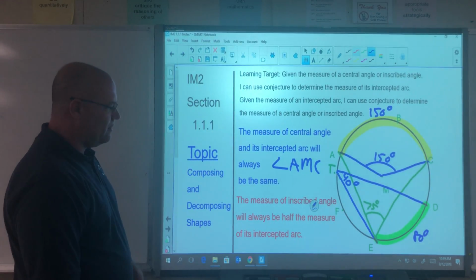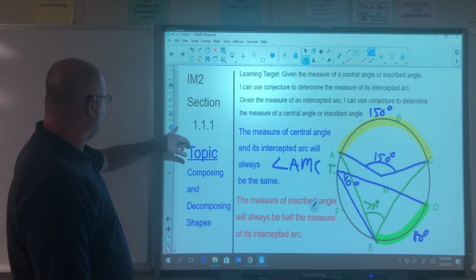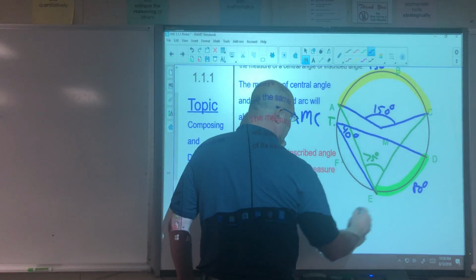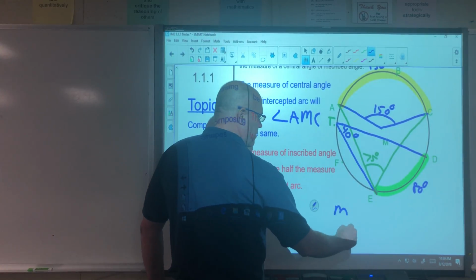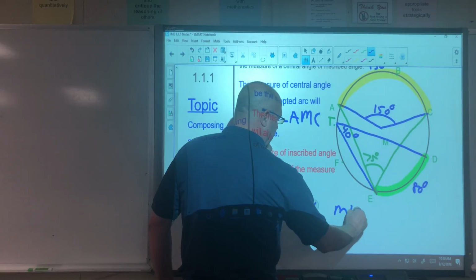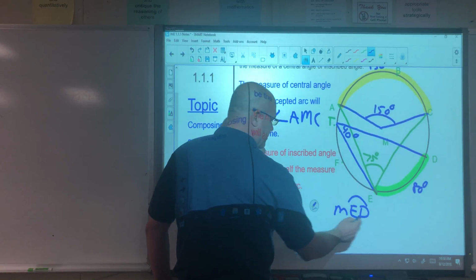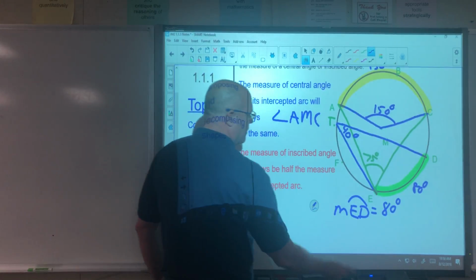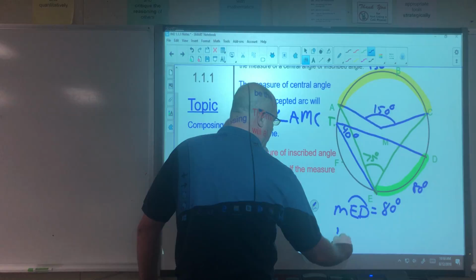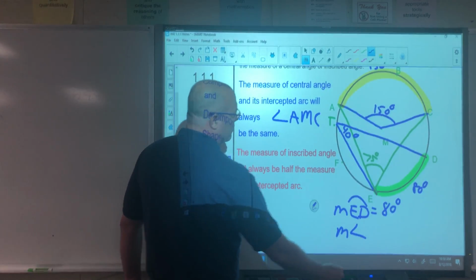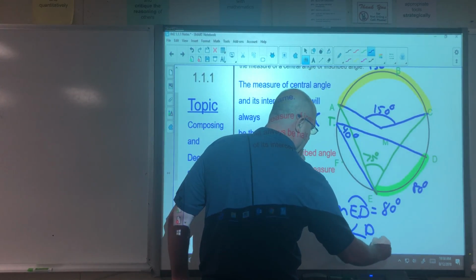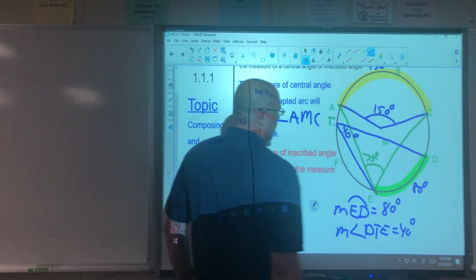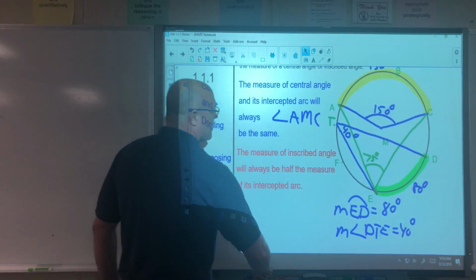All right, so how do we write that with our symbols? Let's just scroll down a little bit. To write this arc, we'd say the measure of arc ED, I'll put the rainbow there, equals 80 degrees. For the angle, we'd say the measure of angle DTE equals 40 degrees. Do the same for this.